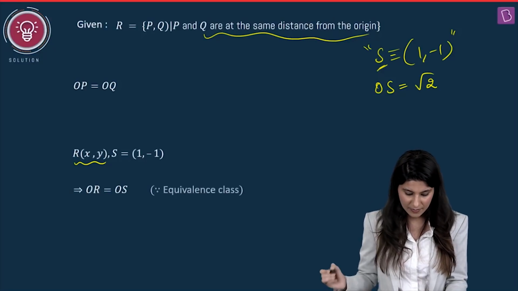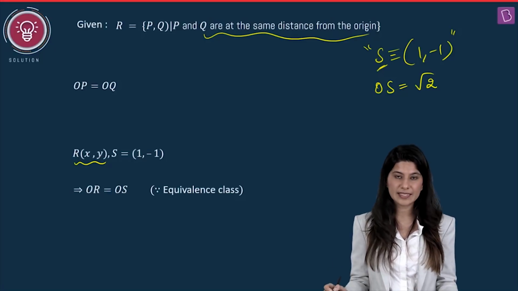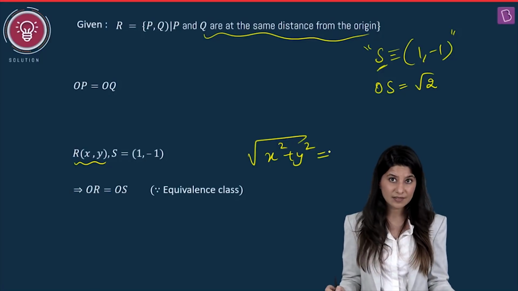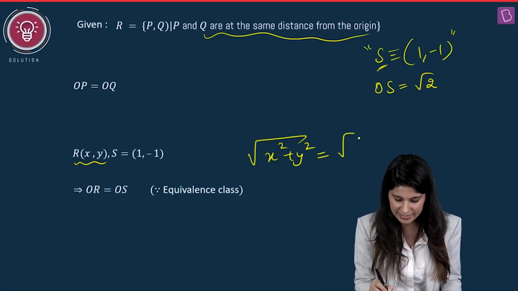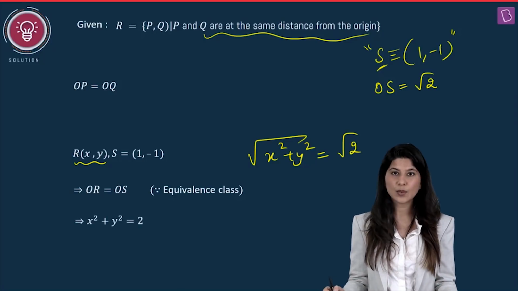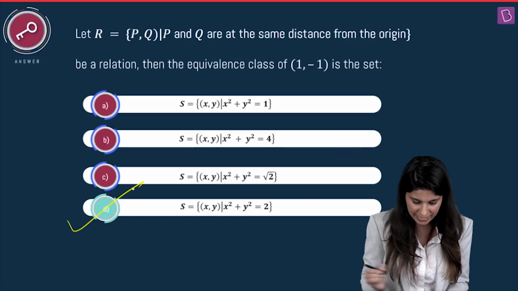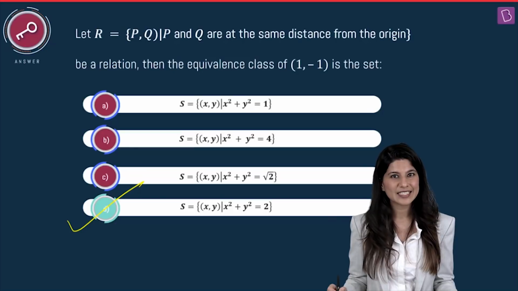Hence, because this is an equivalence class, we'll apply the distance formula. Square root of x square plus y square is OR, the distance from the origin to the point x comma y, and that is equal to root 2. If you square both sides, you get x square plus y square equal to 2, which is sitting inside option D. So for this question, option D is the right answer. Got it?